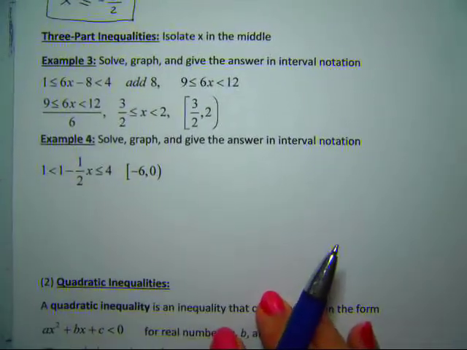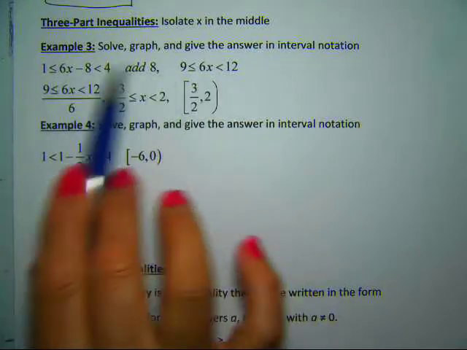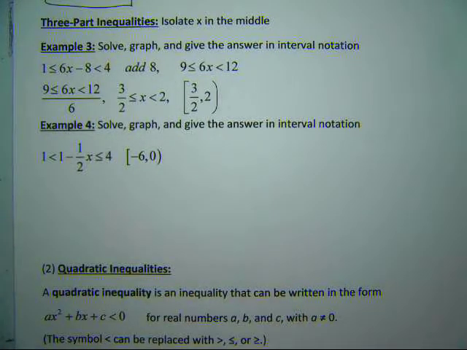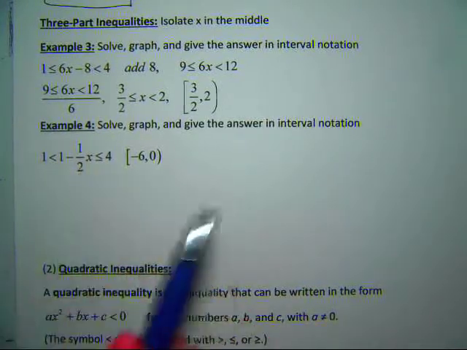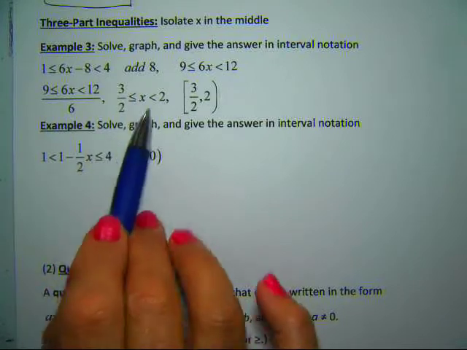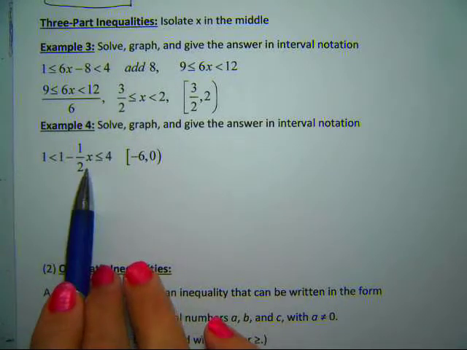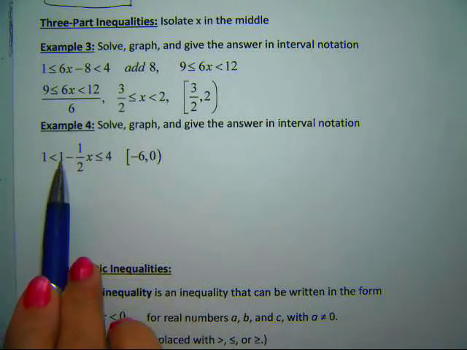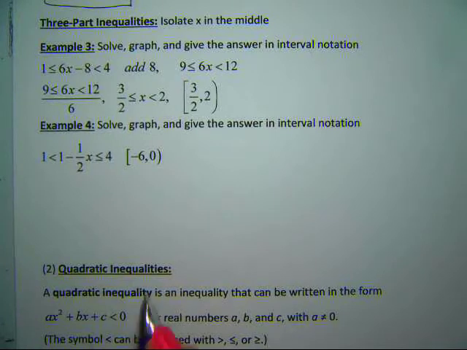Now, 3-way inequality. Again, I worked one for you, and let's do one together. So the idea behind solving a 3-way inequality is to isolate x in the middle, just like this. This is the final answer. We need x by itself. So we can see here that there's a 1 added. So let's subtract 1 from all sides.